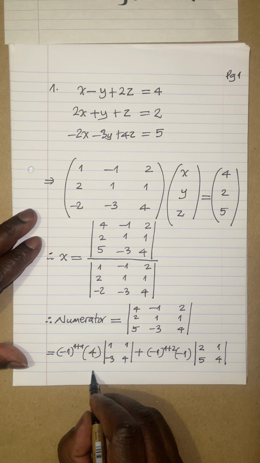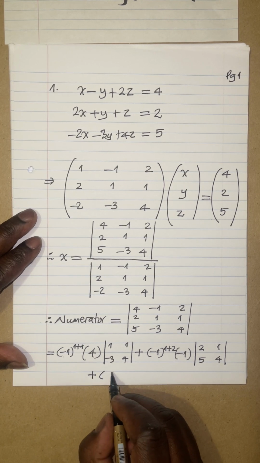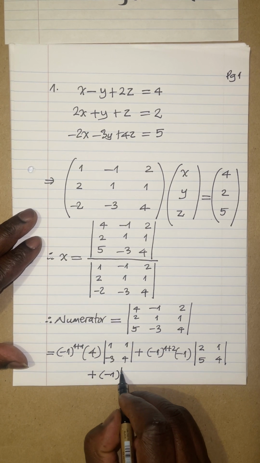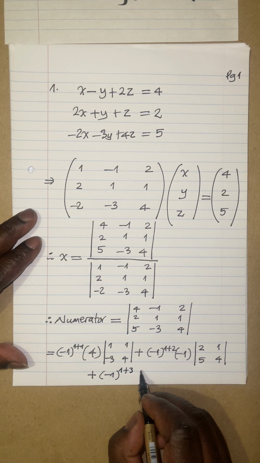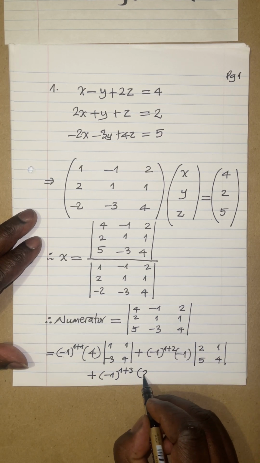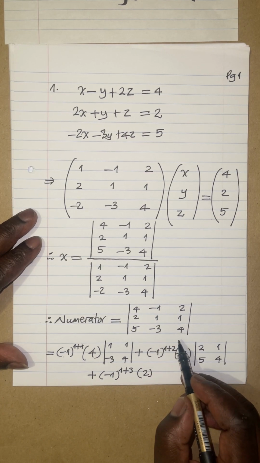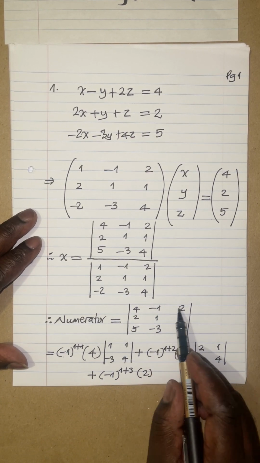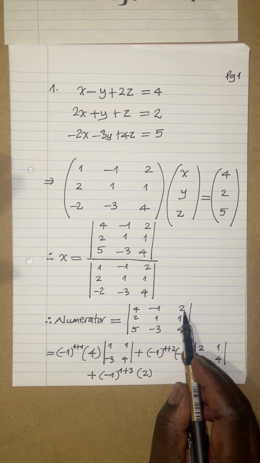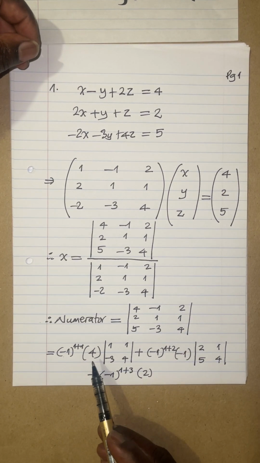And finally, the last part is going to be plus. I repeat this, minus 1. This time I'm still in row 1 but column 3. And then what am I focusing on? The number 2. And then I'm going to look at the determinant. I ignore those numbers. I focus on the numbers that are not in the row and column in which this number is. This is basically what we're saying here.